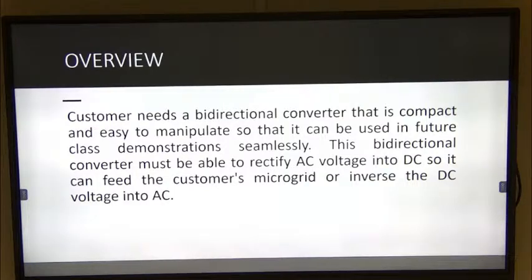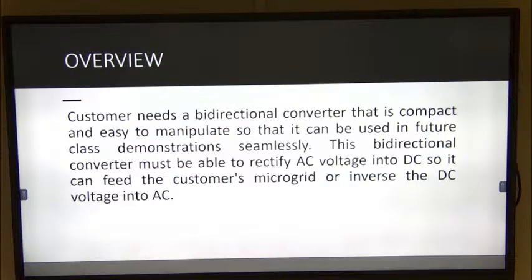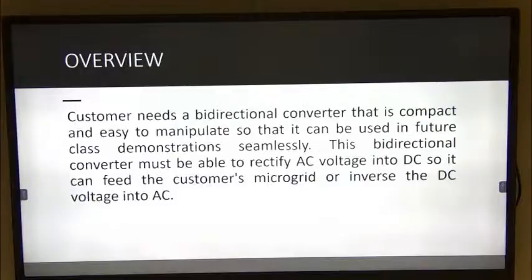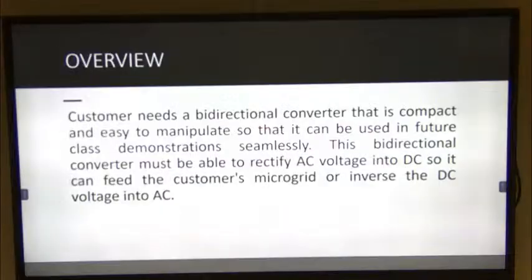This bidirectional converter must be able to rectify AC voltage into DC so it can feed into the customer's microgrid or inverse the DC voltage into AC. Basically, this would mean utilizing a simple electrical outlet, connecting that into the converter, and then from the converter into the customer's microgrid.